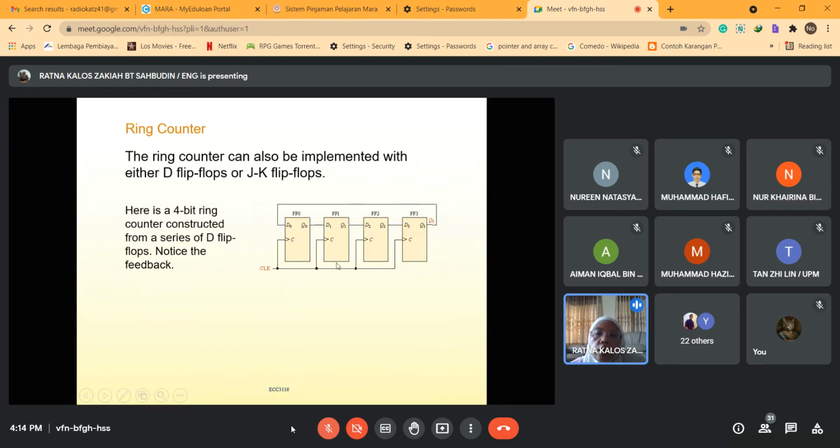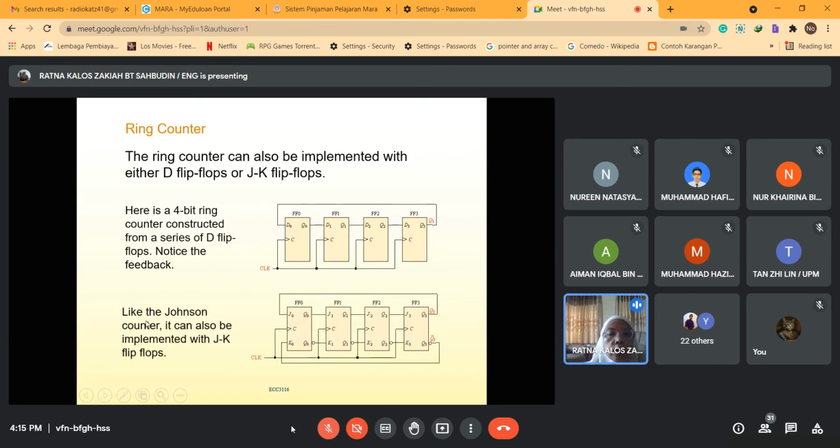And for all flip-flops, the clock is connected to one clock. So this is a synchronous counter. And then like the Johnson counter, it can also be implemented with JK flip-flops. You see here, this is for the JK flip-flop. You have FF0 until FF3 here.